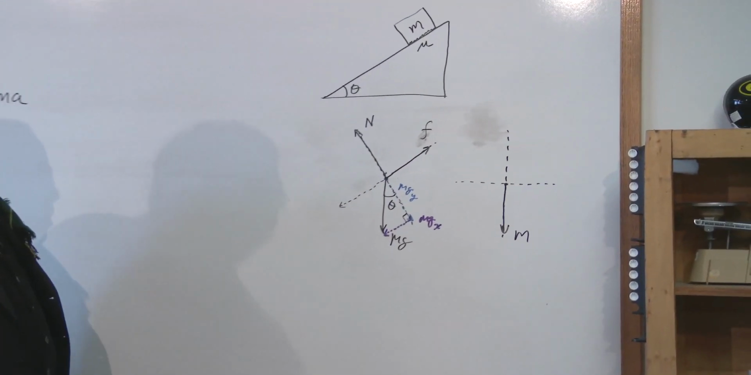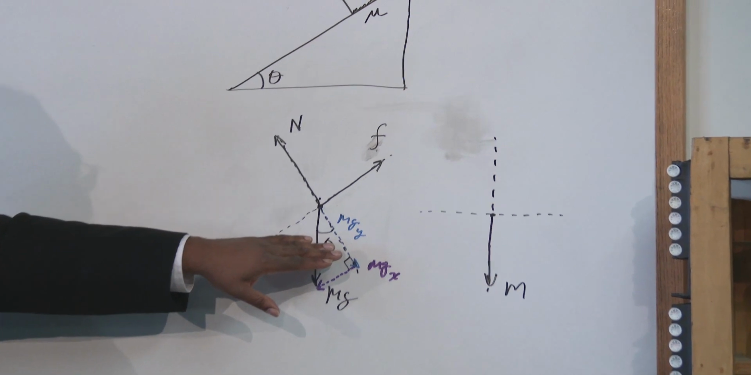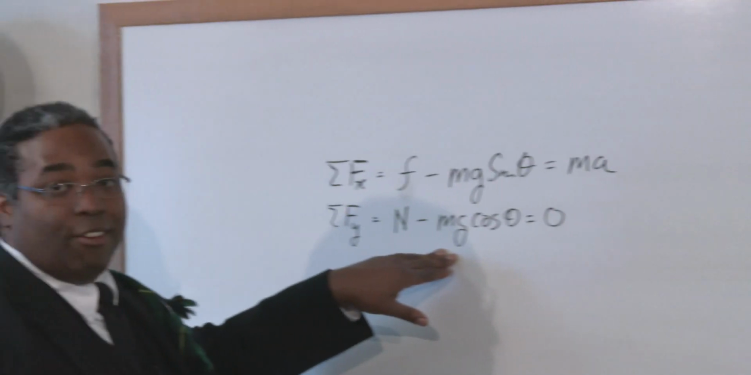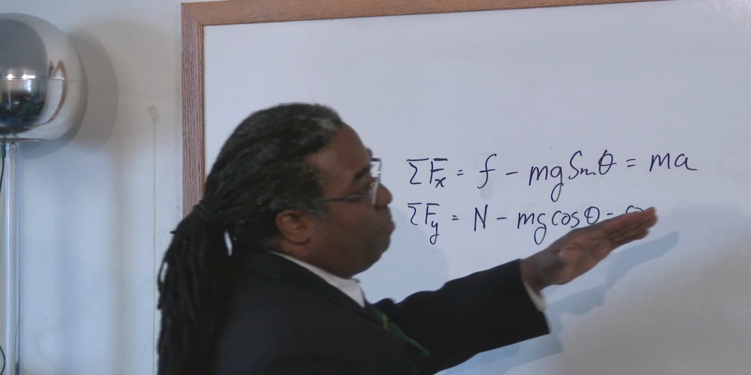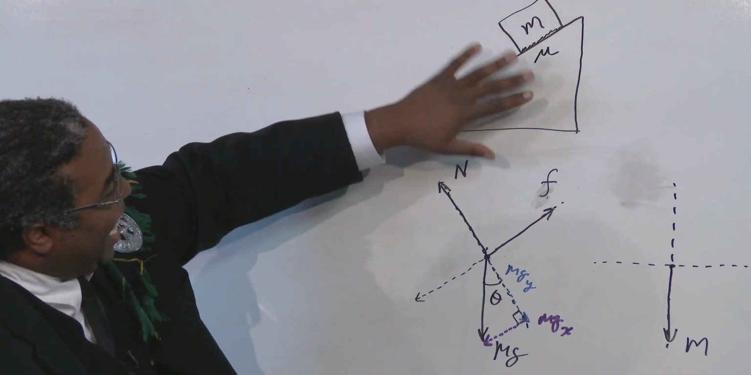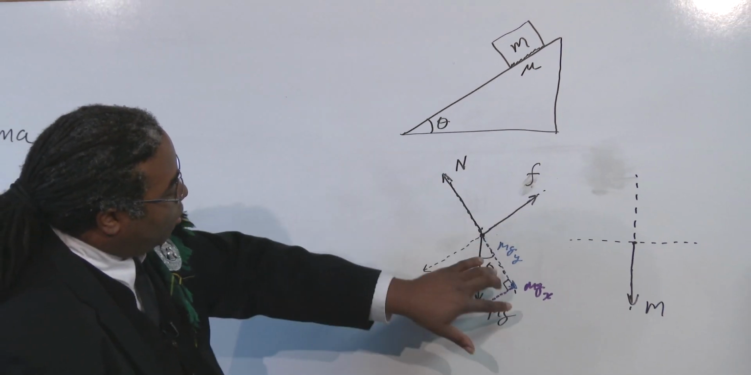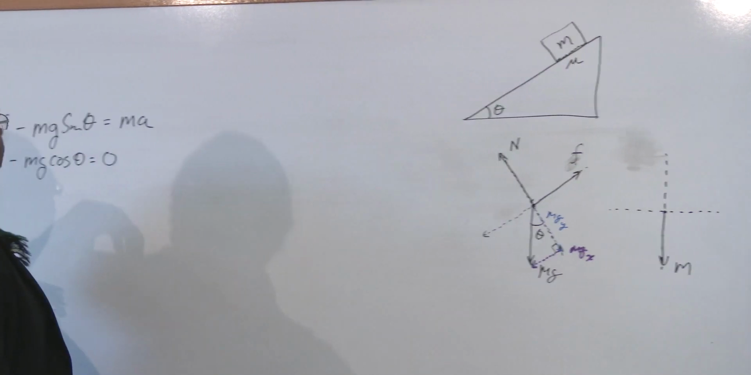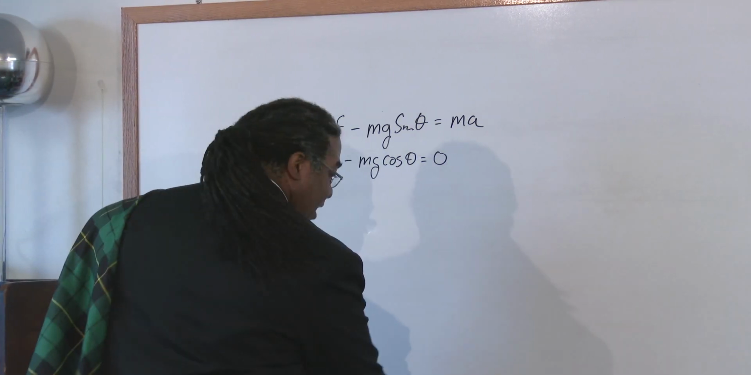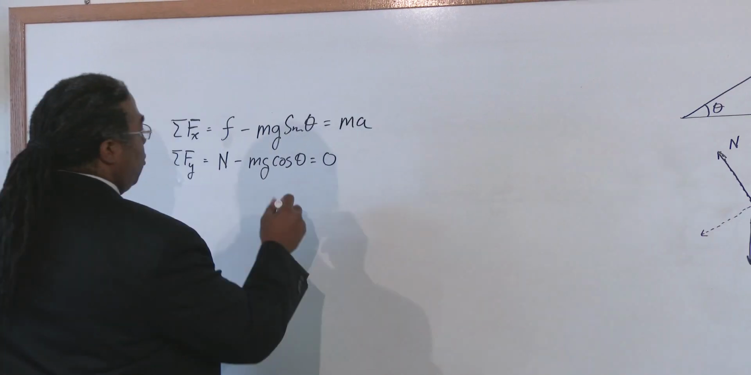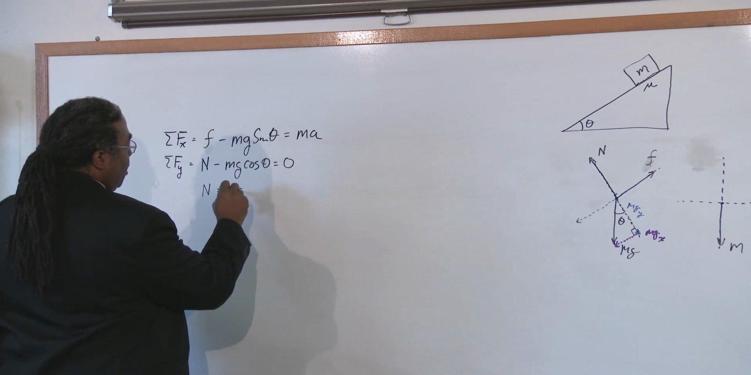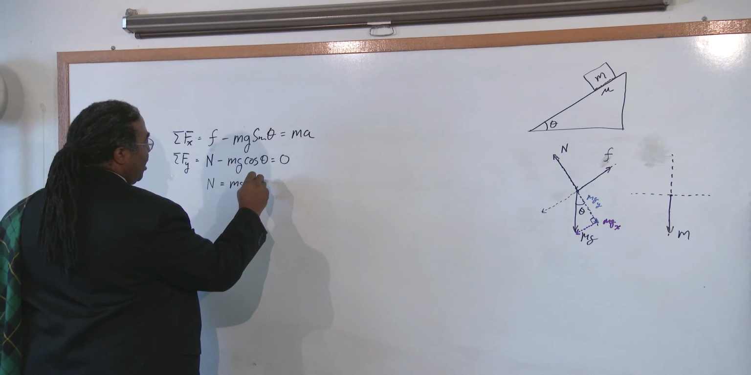And since it's the side adjacent, the trig function for that is cosine theta, we use cosine theta to get the y component of gravity. Since the block is not falling through the incline or jumping off of it, it has no acceleration along the y-axis. Therefore, the acceleration is equal to 0. So now we can solve for the normal force. The normal force would be equal to mg cosine theta.